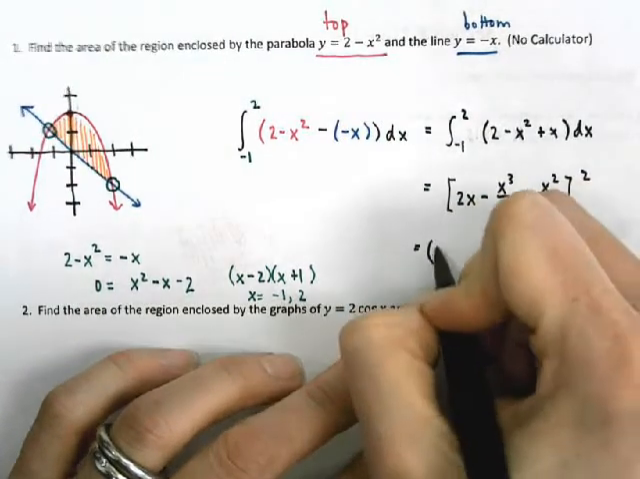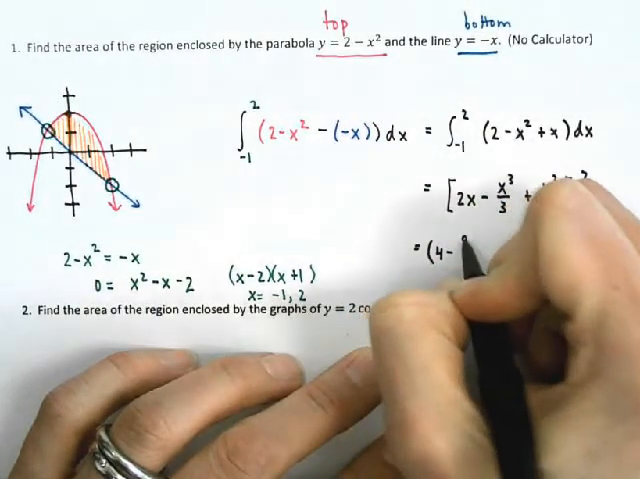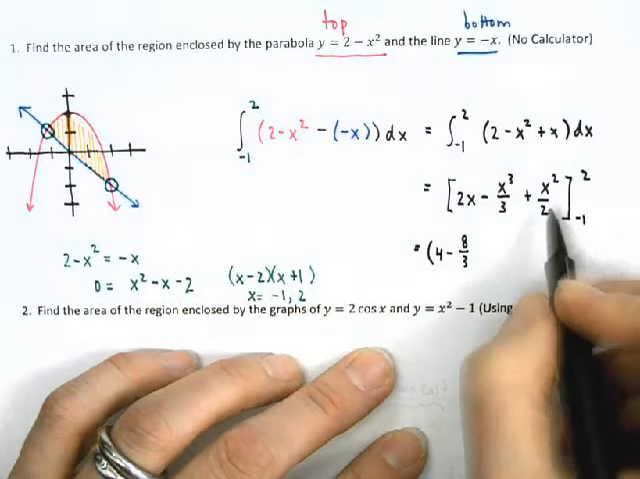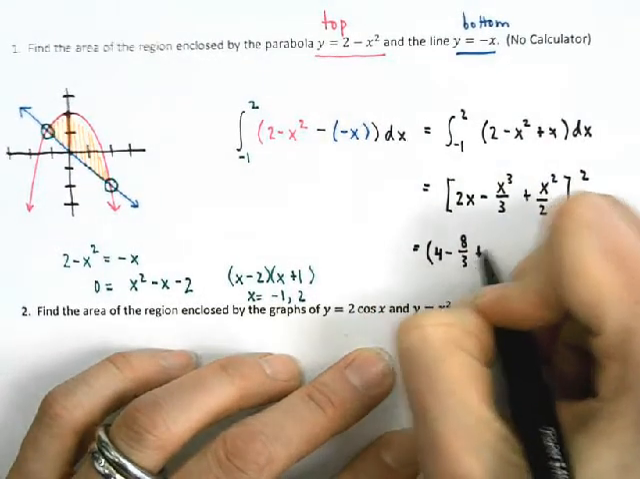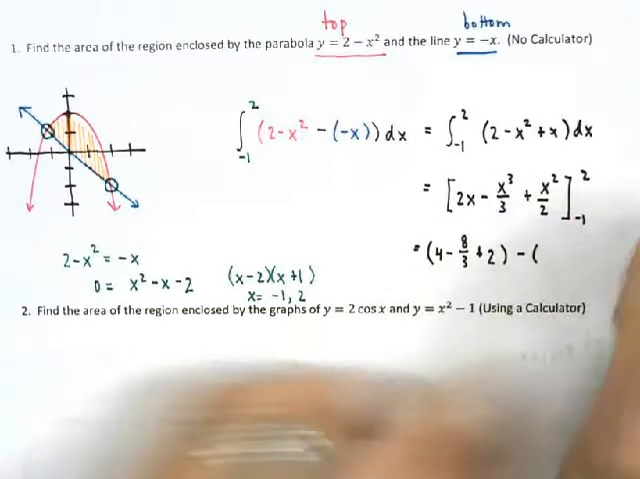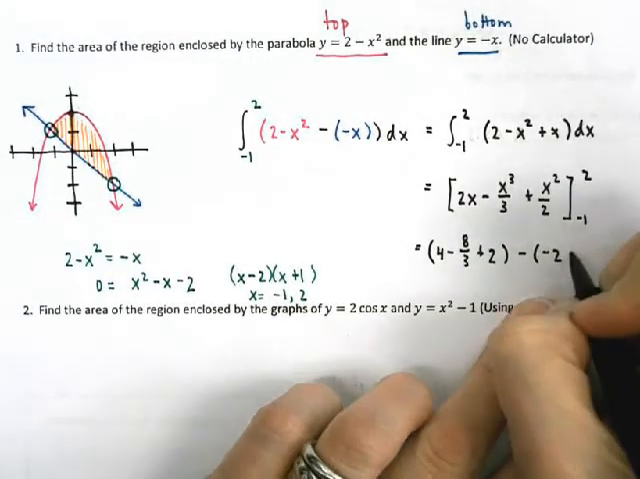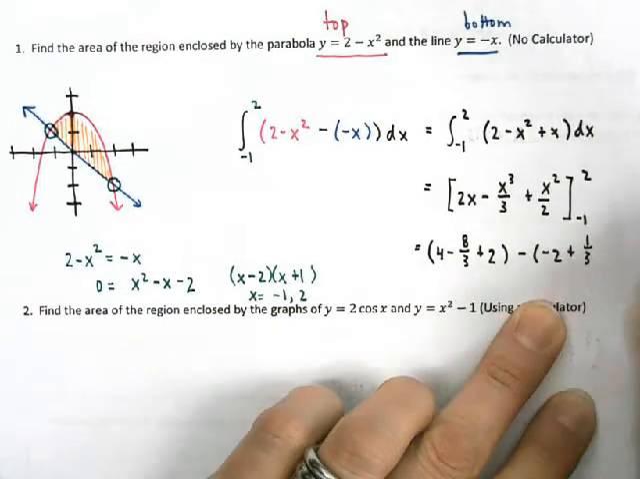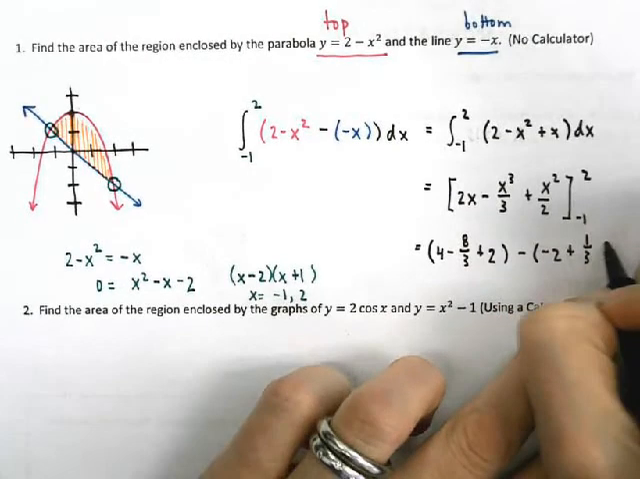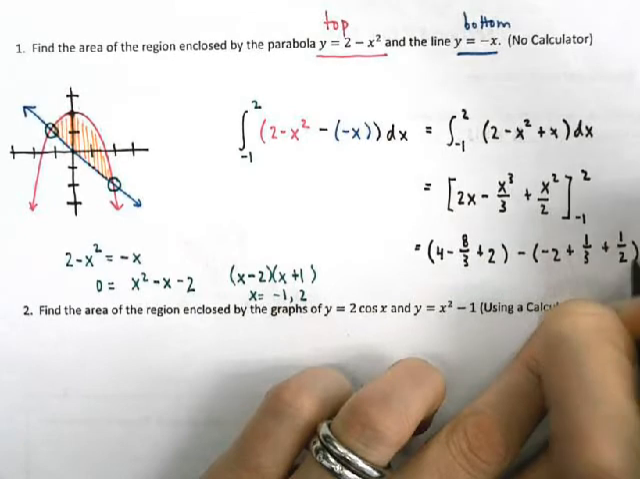So let's see. I'm going to have 4 minus 8 thirds plus 4 divided by 2, so plus 2. And then I'm subtracting negative 2 plus 1/3 plus 1/2.